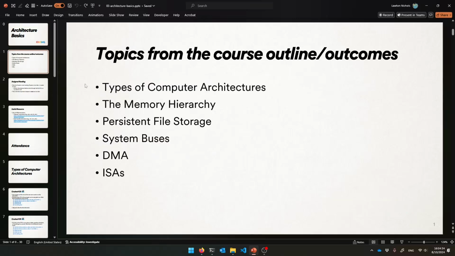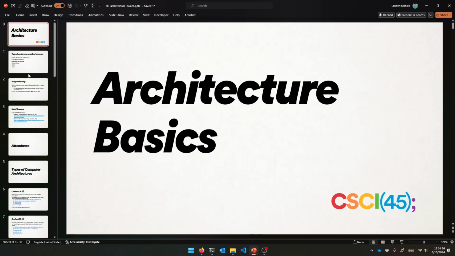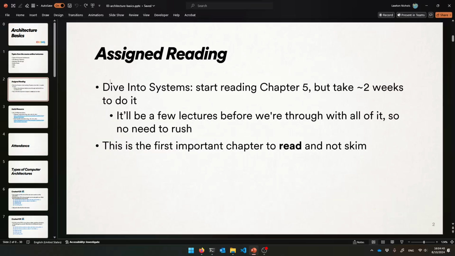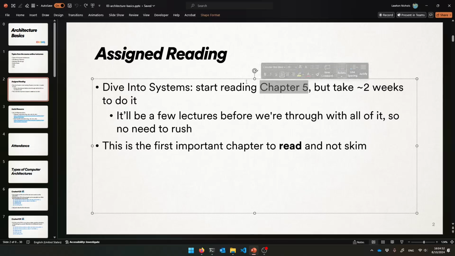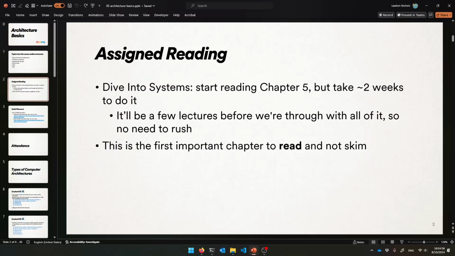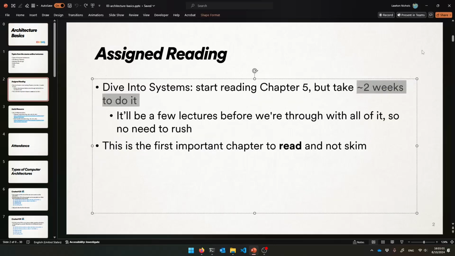So here are the topics for today, and there is a corresponding chapter of your Dive into Systems book about this. So please, I'm front-loading this reading for you so that you don't have to do too much later on in the semester, but you don't have to do it too quickly. This is going to be Chapter 5, all right? So please start reading Chapter 5, and some of the things that I talk about today will make a little bit more sense. You can take a couple weeks to do it, don't worry. You've got plenty more reading going on in the background, right?